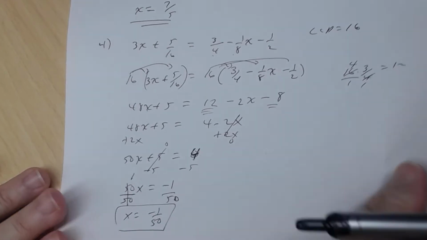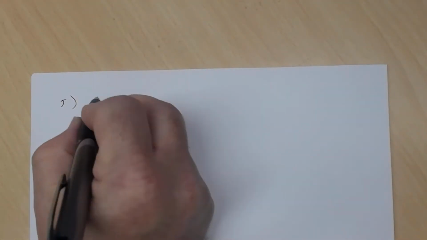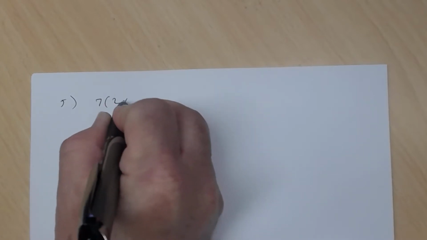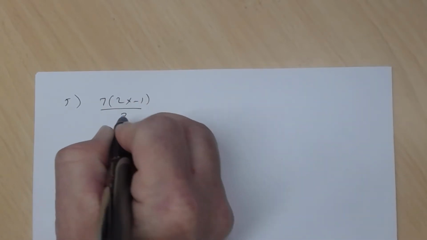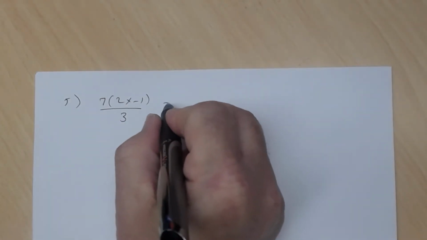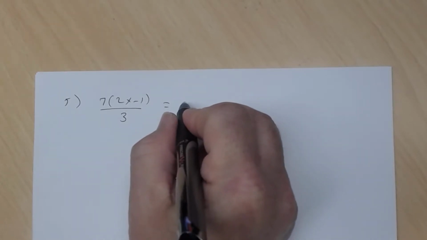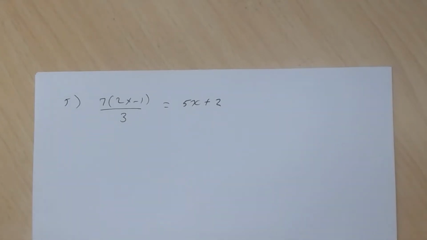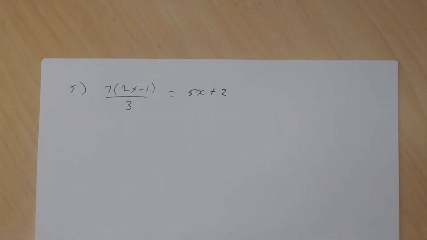Okay, number 5. All right, number 5, let's suppose we had this. Suppose we had 7 times (2x minus 1) divided by 3 equal, let's say, 5x plus 2. 5x plus 2.